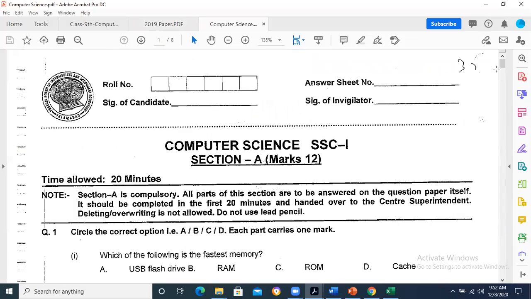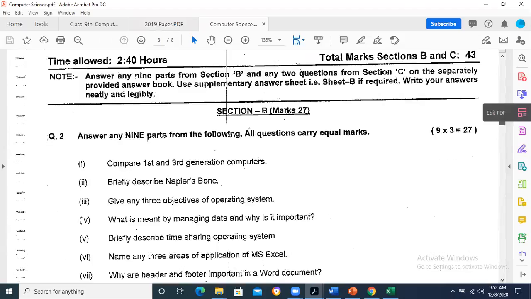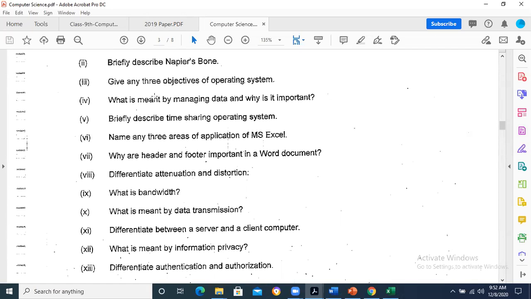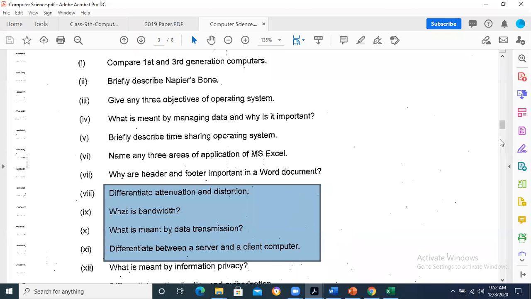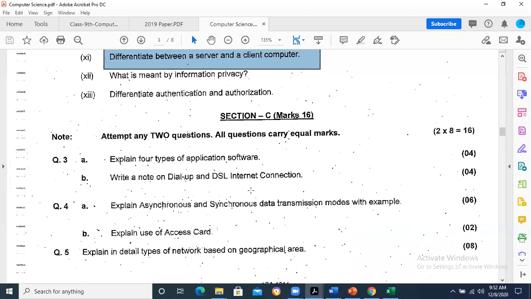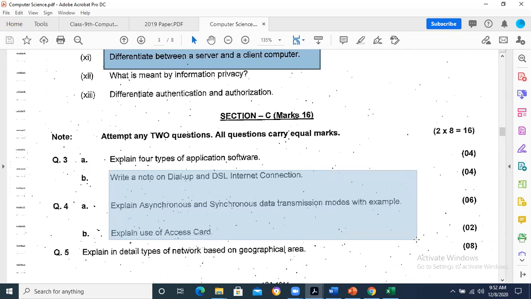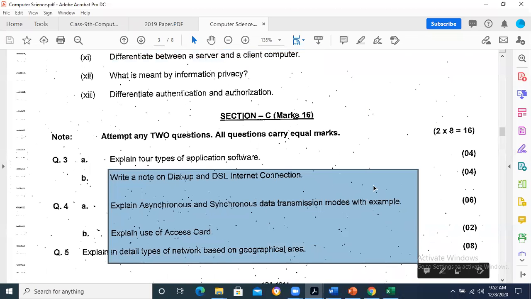Now see this paper. You will find a number of things from chapter number 4 and chapter number 5, just like this question, this question, this question. The rest of the chapters, of course, have got their weightage as well. This question, this question, and this question. Now see, in section C, all the questions are from chapters 4 and 5.